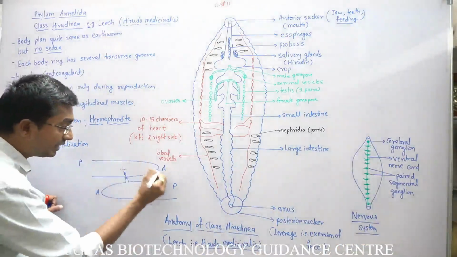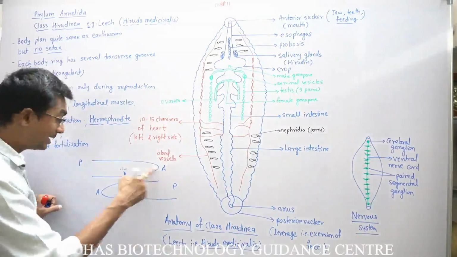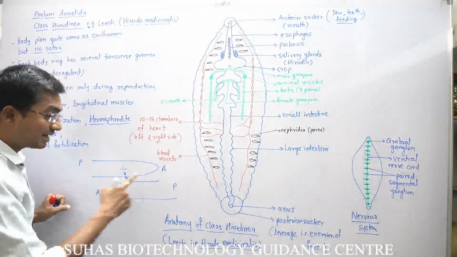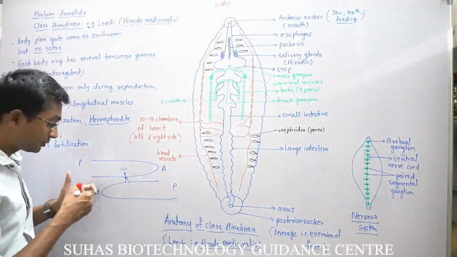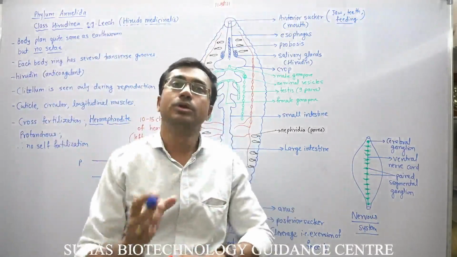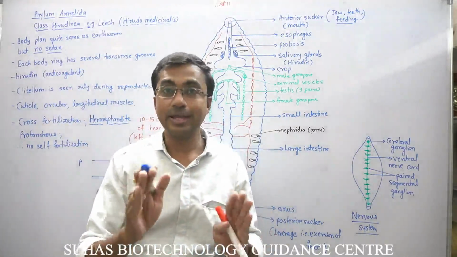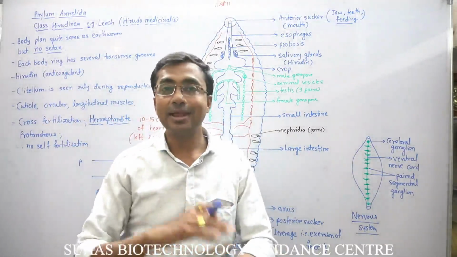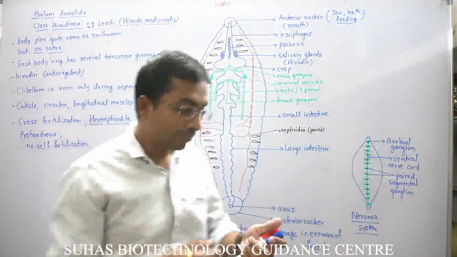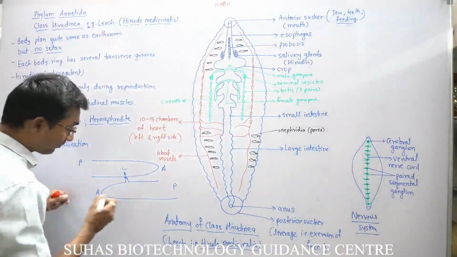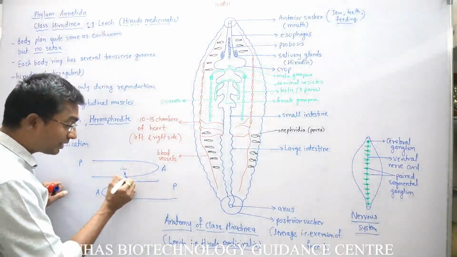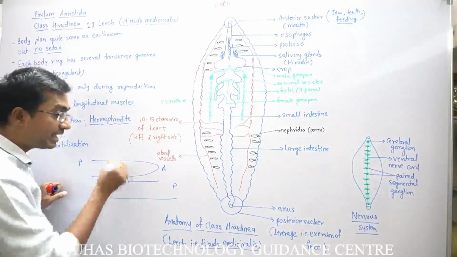Suppose this is one leech and this is its anterior side and this is the posterior side. Then this is the second leech, and you can see its anterior side is opposite and posterior side is opposite to that of the first leech. So there is cross fertilization. And now during reproduction, again clitellum is seen, and clitellum as usual has the ability to move throughout the body.